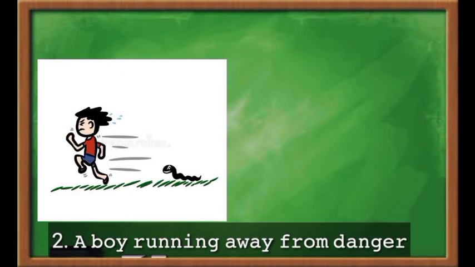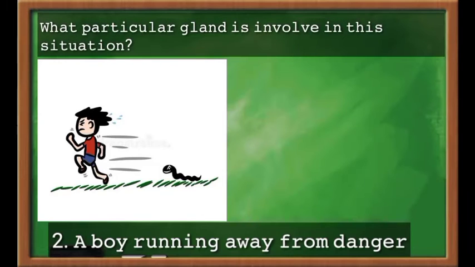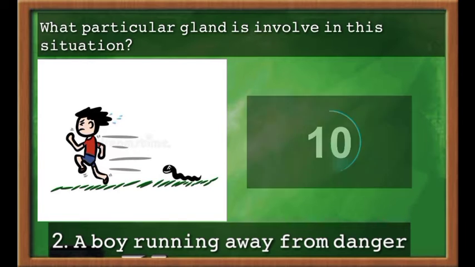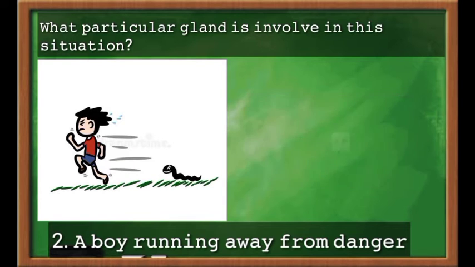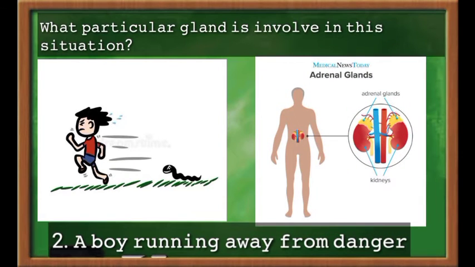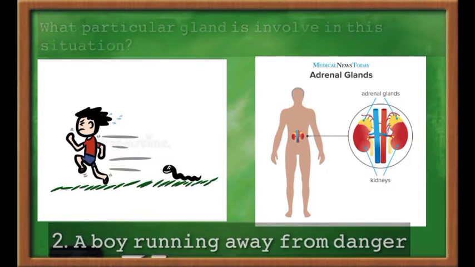Number 2. A boy running away from danger. What particular gland is involved in this situation? If your answer is adrenal gland, you are correct.